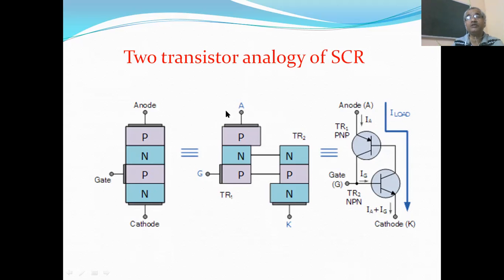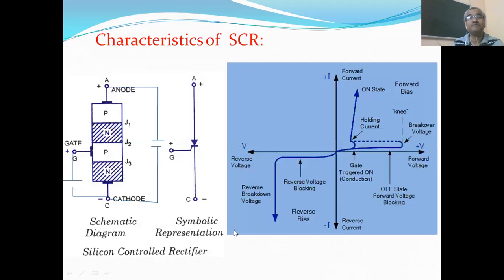So this is the two transistor analogy of this SCR. Now see the characteristics of this SCR. The circuit required is here. Now the positive voltage is applied to the gate. In case of FET we have seen that we apply the negative voltage to the gate, but here for SCR we will apply the positive voltage to the gate. So this is the gate. So small gate voltage.